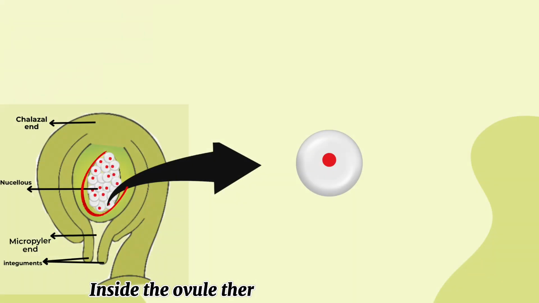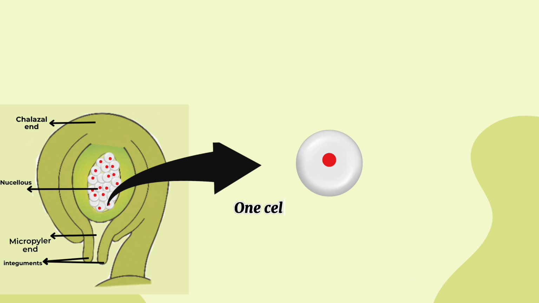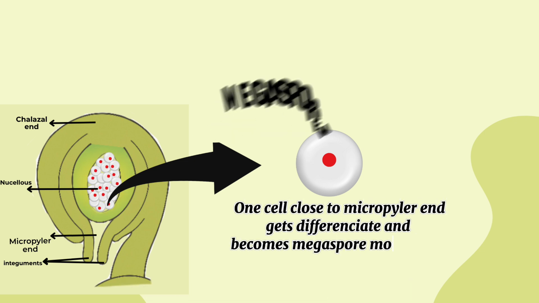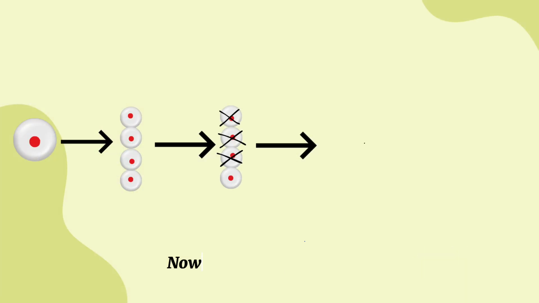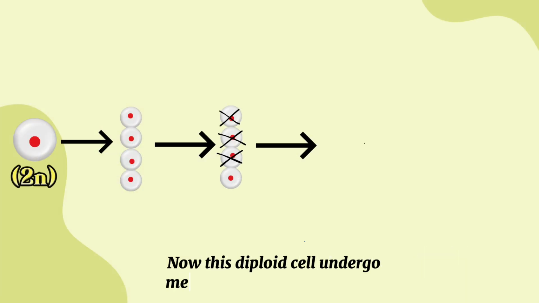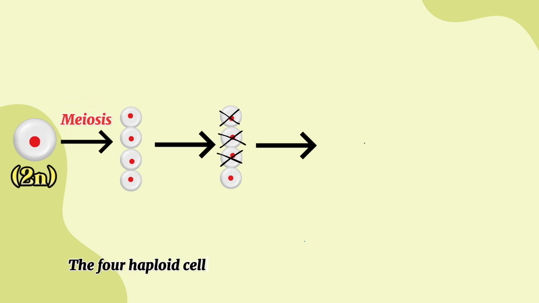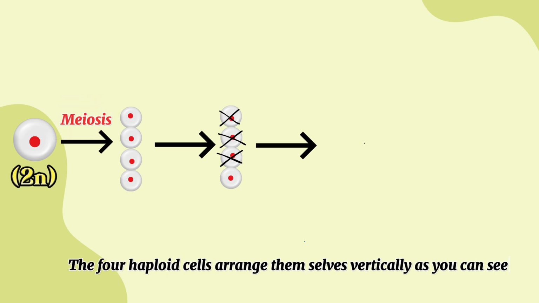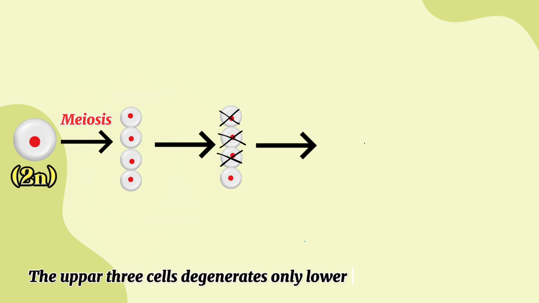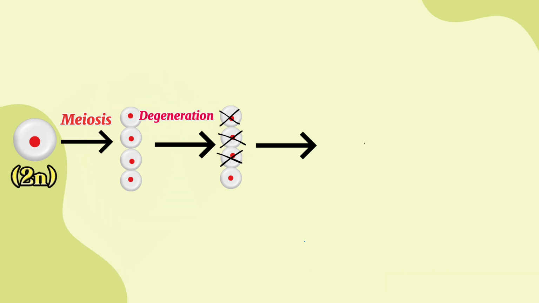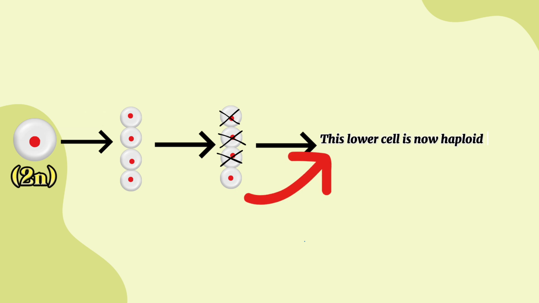Inside the ovule there are cells of nucellus. One cell close to the micropylar end gets differentiated and becomes the megaspore mother cell, which is a diploid cell. Now this diploid cell undergoes meiosis to form 4 haploid cells. The 4 haploid cells arrange themselves vertically, as you can see. The upper 3 cells degenerate, only the lowermost remains. This lower cell is now a haploid cell.